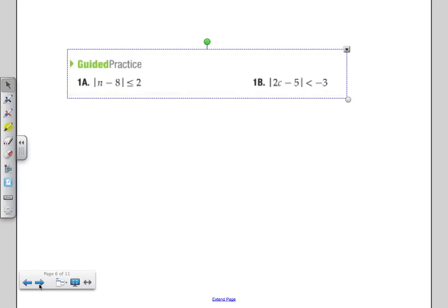Here's a couple practice problems for you. Okay, try these, and we'll look at them tomorrow. Or actually not tomorrow. This is Friday, so we will look at them on Monday.